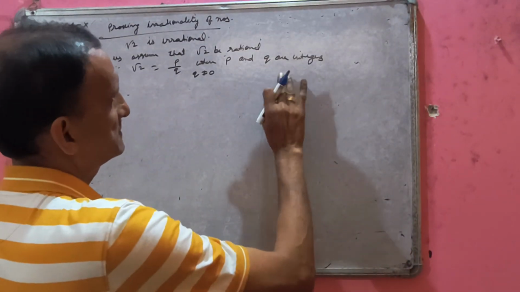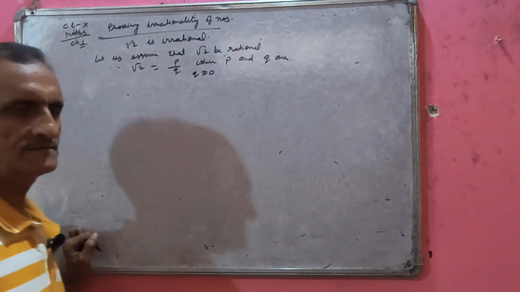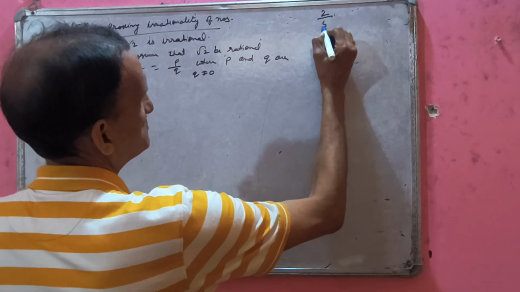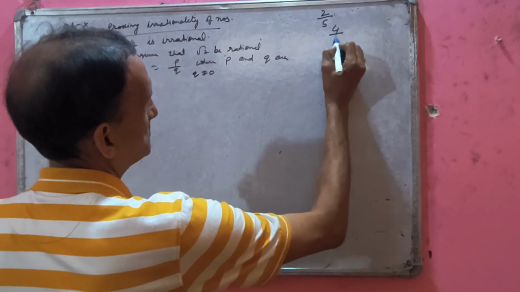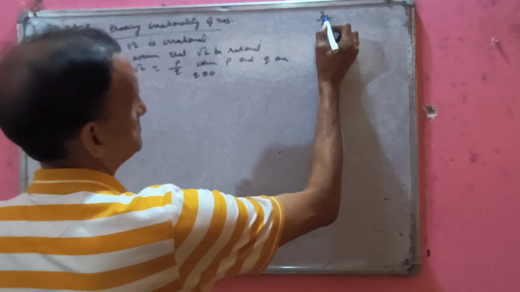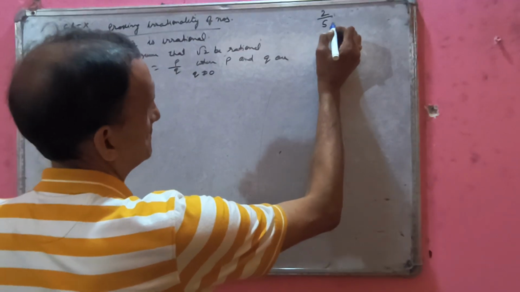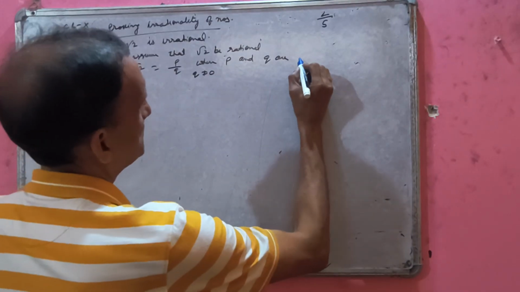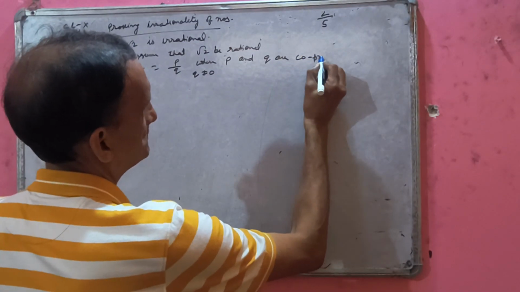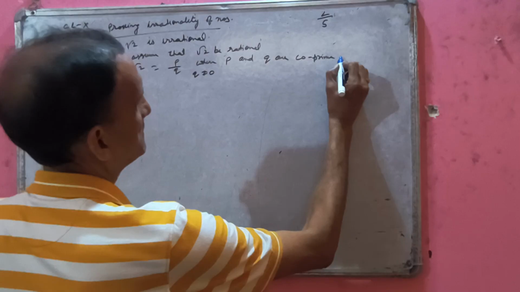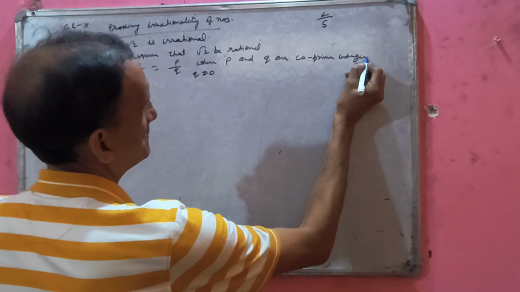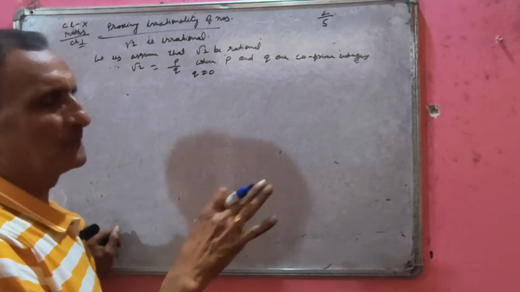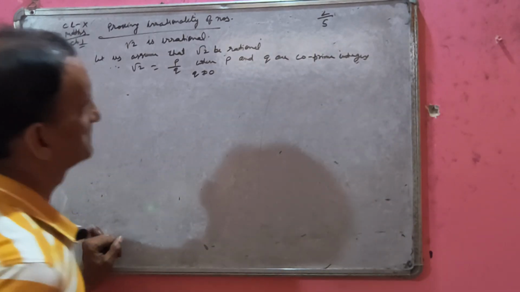But only integers is not enough. Generally we write the fractions in the lowest form, 2 by 5. We should not write 4 by 10, because the HCF of 2 and 5 is 1, and this type of numbers are called co-prime numbers. So it is very important to write p and q are co-prime integers. Only integers will not be enough. You can write p and q have no common factor other than 1, the meaning is the same only.